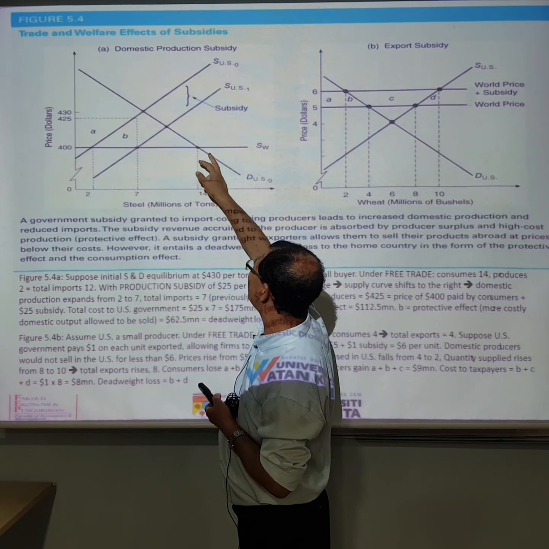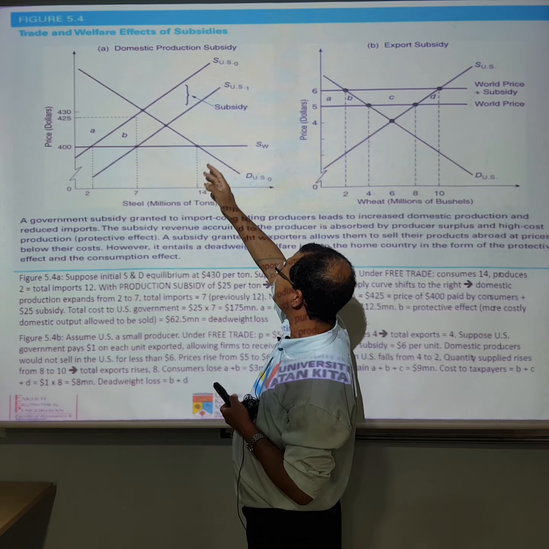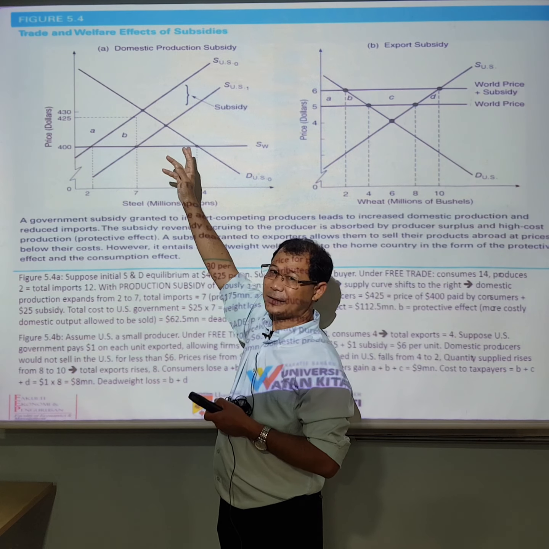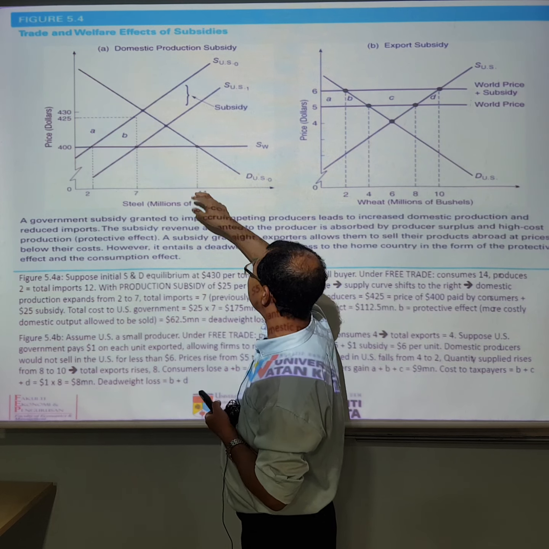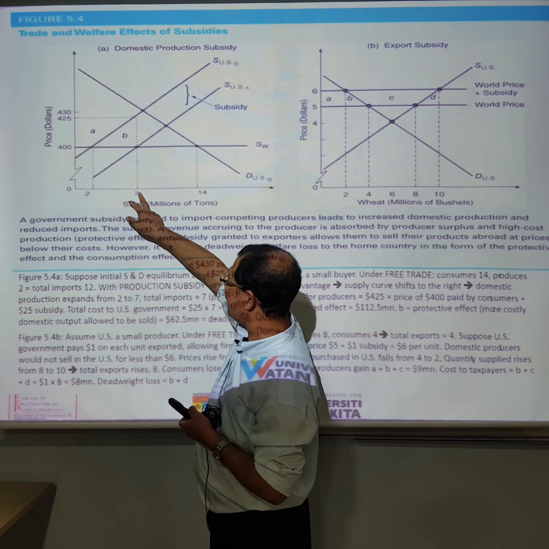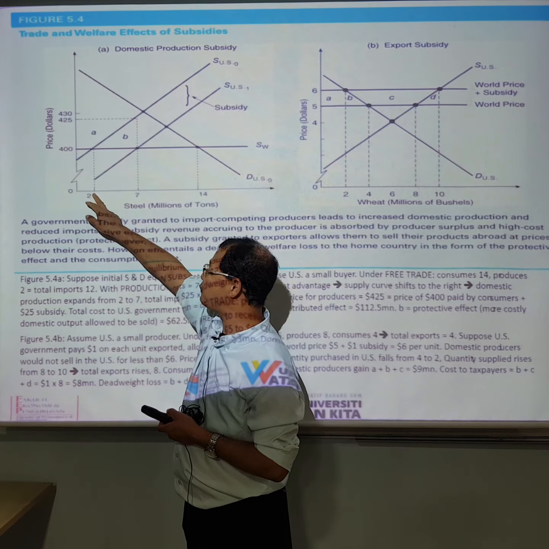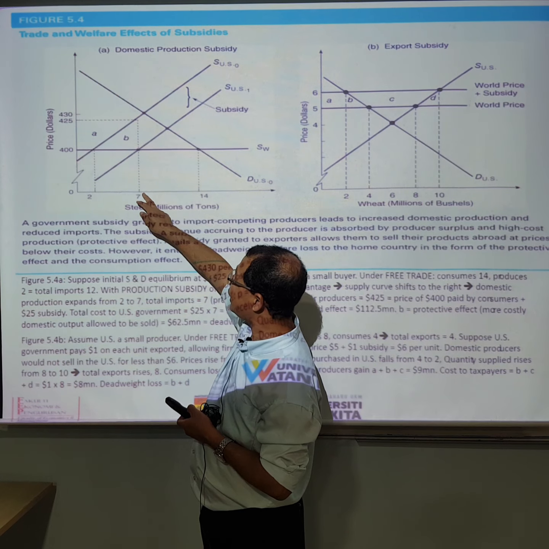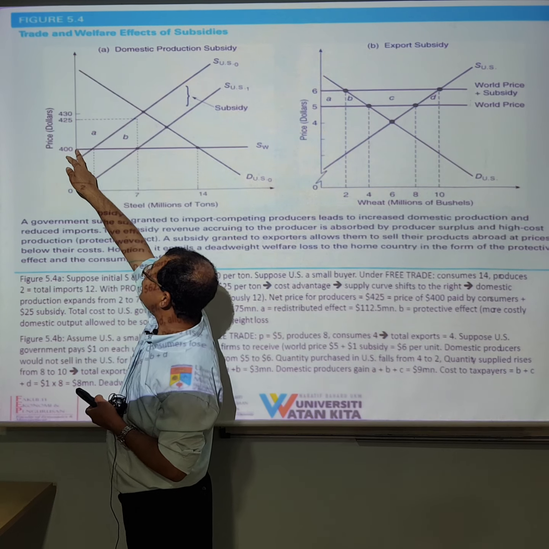This is the relevant world price, and this subsidy goes to the producers only, does not go to the consumers. So this is total consumption 14, and total production, because of the production subsidy, has increased from 2 to 7 because of the subsidy. Here, 400, subsidy is 25.